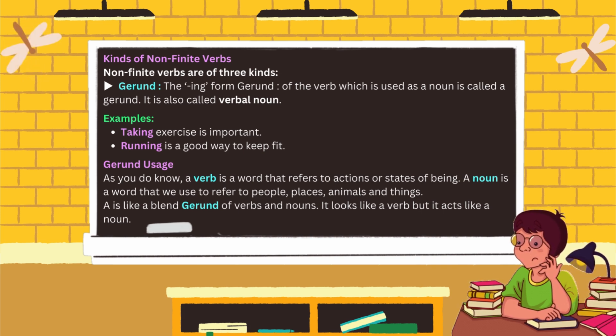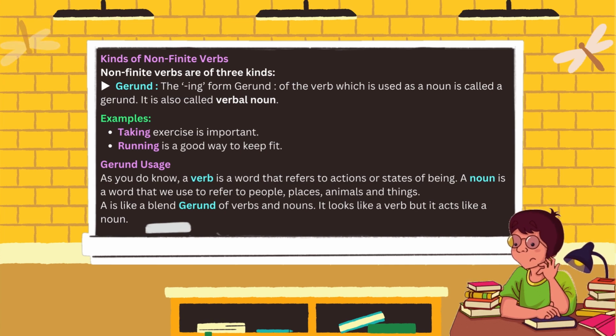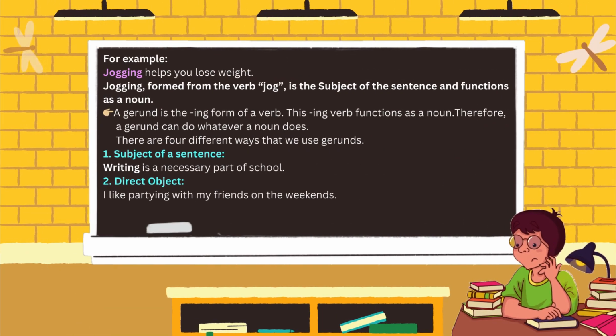Gerund usage. As you do know, a verb is a word that refers to actions or states of being. A noun is a word that we use to refer to people, places, animals and things. A gerund is like a blend of verbs and nouns. It looks like a verb but it acts like a noun. For example, jogging helps you lose weight. Jogging, formed from the verb jog, is the subject of the sentence and functions as a noun.